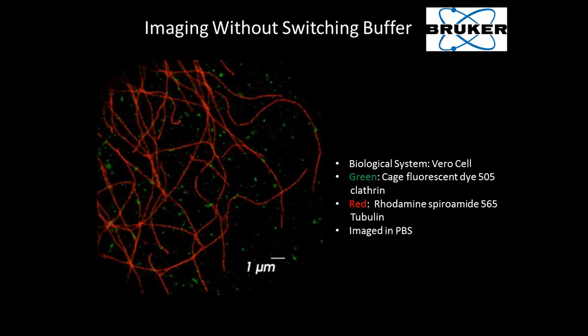And then finally, as far as live cell imaging goes, there are some dyes that are coming out on the market now that can be imaged in PBS. So they're organic dyes that can actually be imaged in PBS. Here's an example of a Vero cell labeled with clathrin and then tubulin and then imaged in PBS.